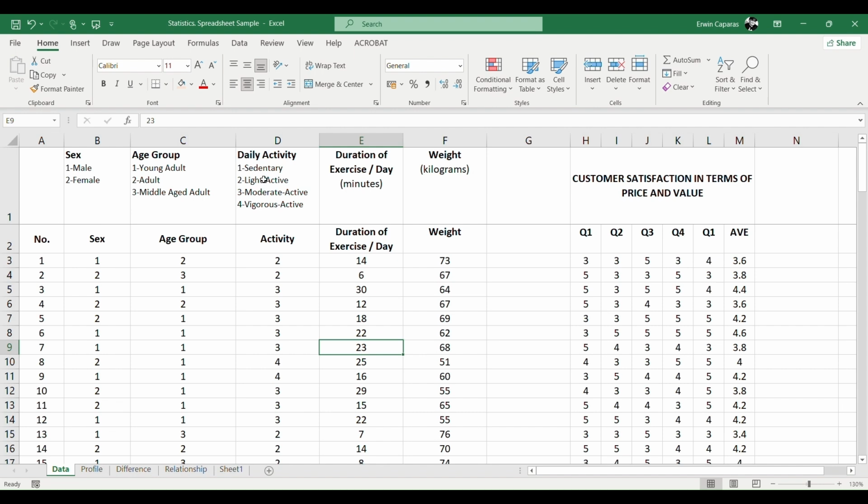And then we also have the daily activity, depending on the choices in our survey questionnaire. Say, for example, the daily activity is sedentary, light to active, moderate to active, and vigorous to active. So the order of presentation is based also on the intensity of the activity. You cannot transfer the sedentary to the middle portion of the choices. So that is how we prepare our data.